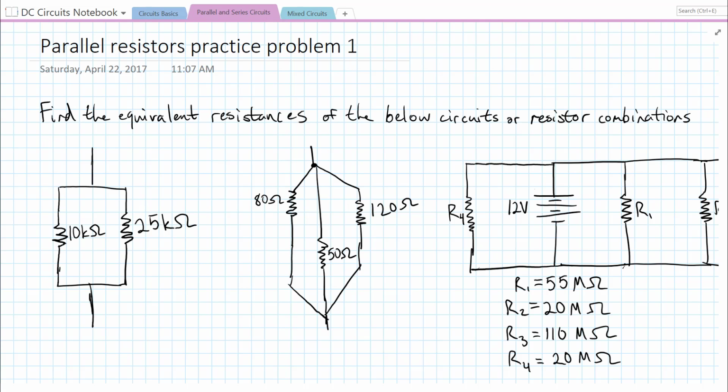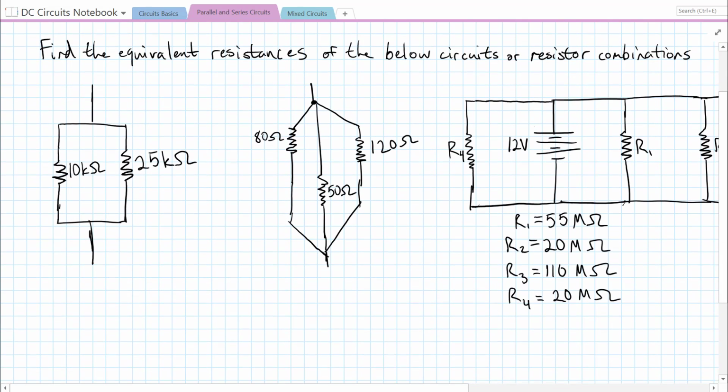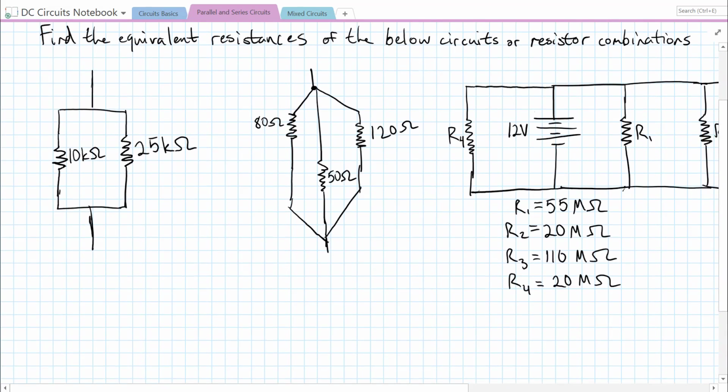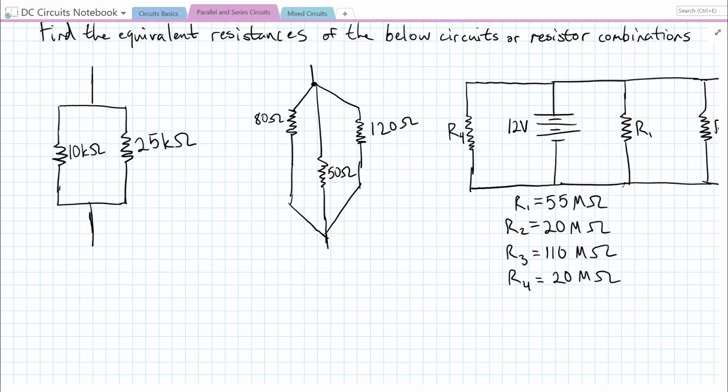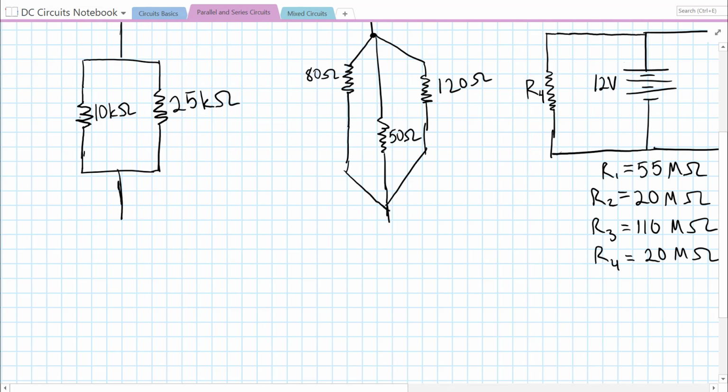Okay, in this video we're going to find the equivalent resistance of resistors in parallel. So we're going to be using our same old parallel resistors equation: 1 over R equivalent equals 1 over R1 plus 1 over R2 plus 1 over R3. So let's look at just our first resistor over here. We have a 10 kilo ohm resistor in parallel with a 25 kilo ohm resistor. So we want to find R equivalent.